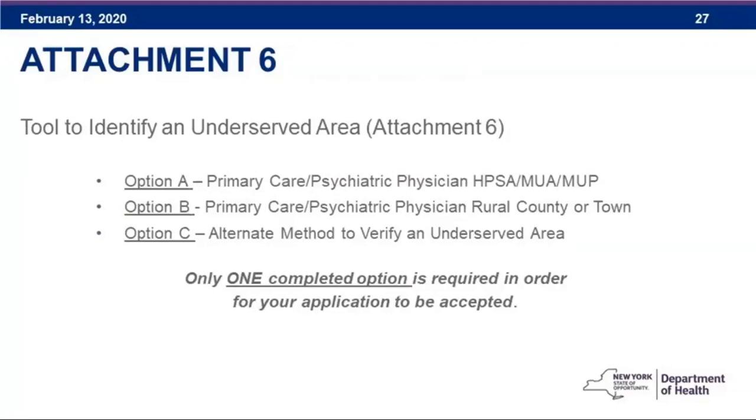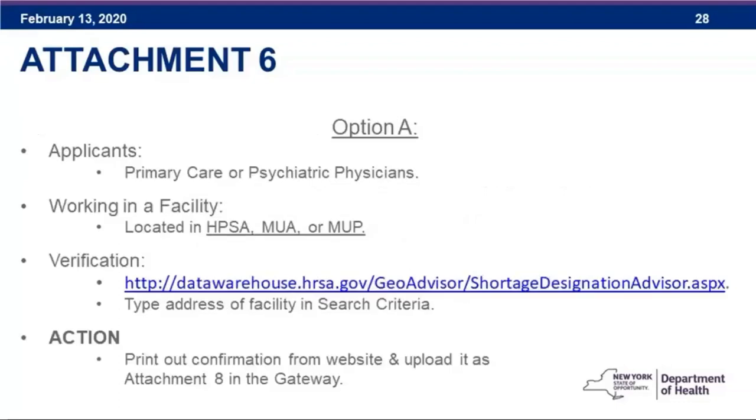So we provide you 3 options, A, B, and C, different ways to verify that you indeed are in an underserved area. There is no advantage to doing one over the other. They're all treated equally, so please choose the one that applies to you directly. So for example, if you're going to choose option A, that means you are a primary care physician or a physician in psychiatric services. So primary care would cover general internal medicine, family practice, general pediatrics, geriatrics, and OBGYN. If you're any one of those, this is the option you would look to first.